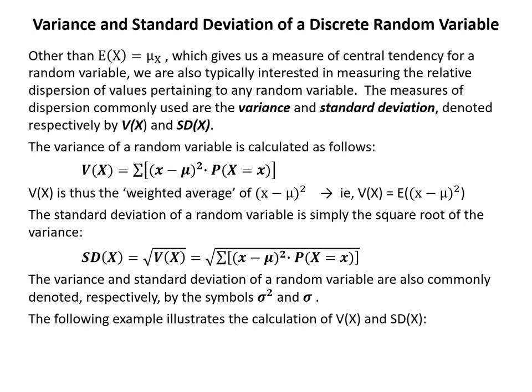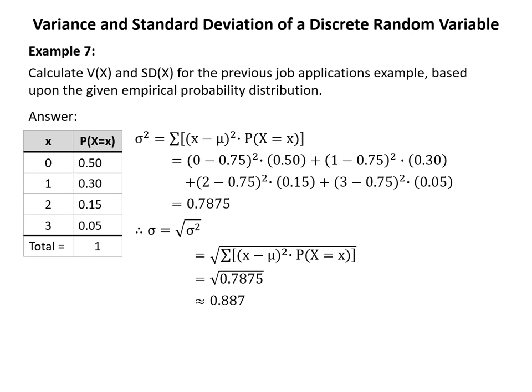The following example illustrates the calculation of the variance and the standard deviation of a random variable x. In example 7, we're asked to calculate V of X and SD of X for the previous job applications example based upon that given empirical probability distribution. So we see again that table, and we go ahead and we calculate. It's very similar, it's a sum product, but what we do this time is we take in each case the difference. Now, notice that we need to know what mu is, and we calculated mu previously, that was the expected value. So we use the 0.75, so for each x value, we simply take the difference between the value and 0.75, the mean, we square it, and then we times that square of the deviation by the corresponding probability for that x value.